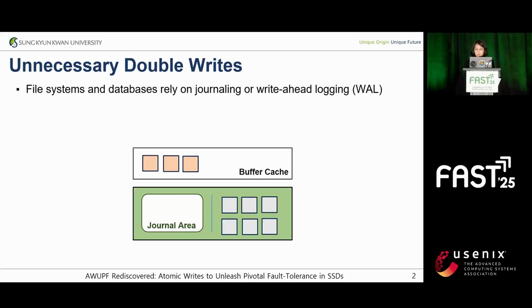This leads to an important question. Do we still need double writes for journaling? As you know, file systems and databases rely on journaling or write-ahead logging to prevent partial updates. Instead of writing changes directly to storage, updates are first logged in a journal area and later applied to the main storage through a checkpoint operation.